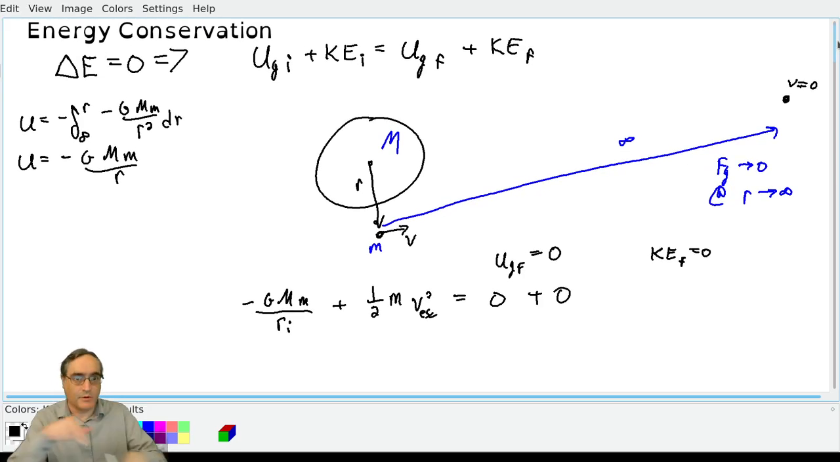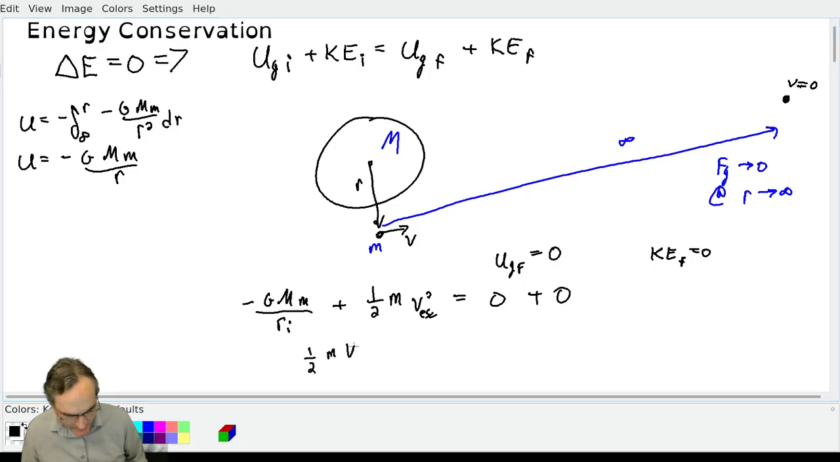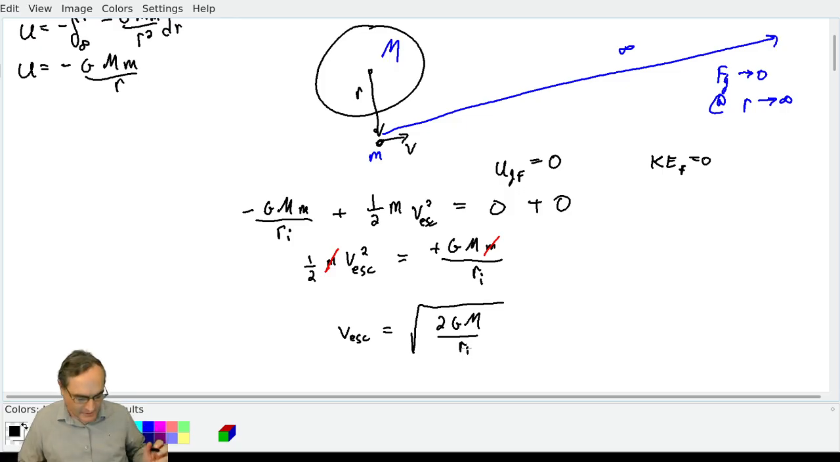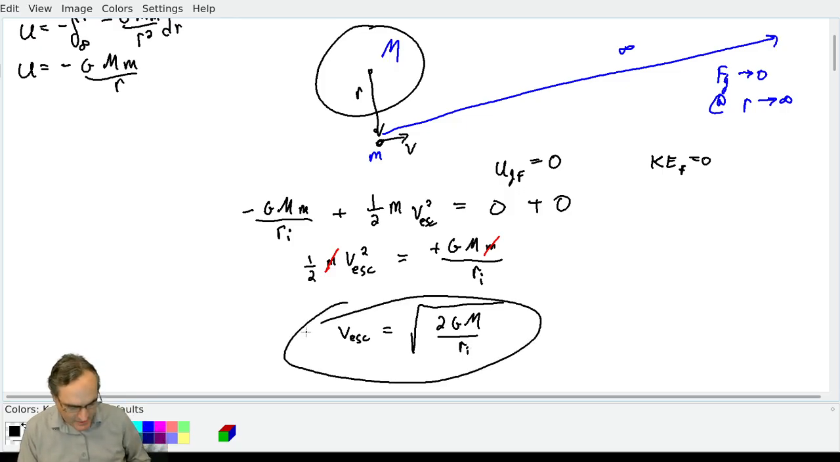So now it's super easy. We move things to opposite sides, we cancel stuff out, and that pretty much gives it to us. So, it'll be plus big G, big M, little m over r initial, wherever we're starting. We'll cancel out the m. We're going to have to multiply through by a 2 and take the square root. And I am going to both multiply by 2 and take the square root at once, which is a little risky, but I think you'll follow the two algebra steps. So this is escape velocity.